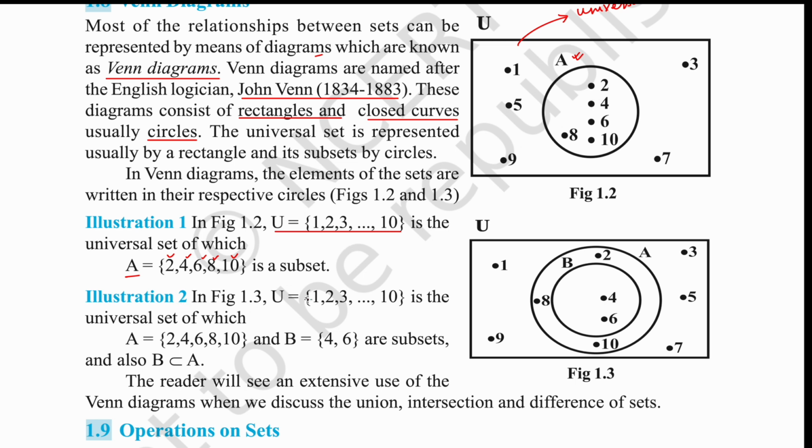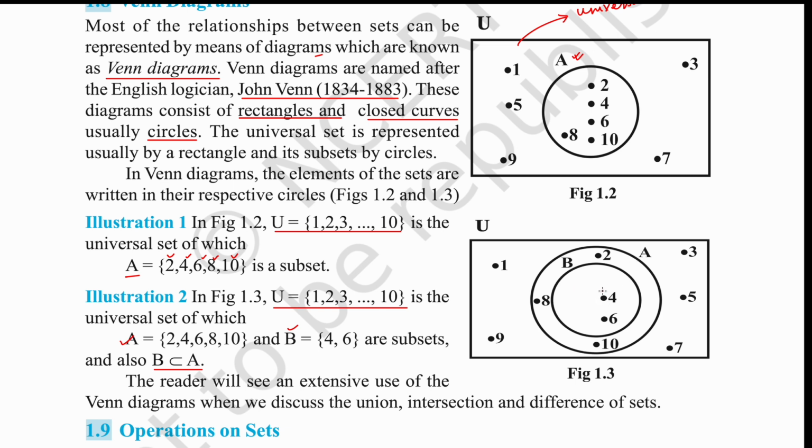Now let's see another illustration. Suppose again you have this universal set where you have natural numbers from 1 to 10. We have been given two sets. One is where you have 2, 4, 6, 8, and 10. That is set A. And then you have another set B which has 4 and 6 inside it. If you compare sets A and B, clearly all the elements of B are there inside set A. So we say that B is a subset of A. B will be a set which is basically inside set A, as all the elements of B are also there in set A.